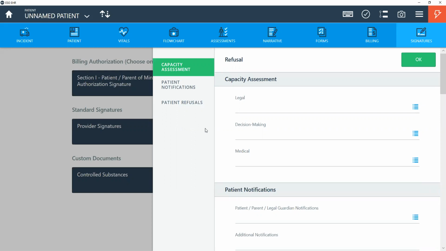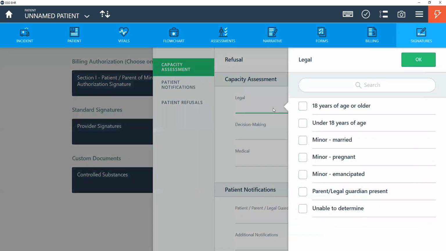So if somebody imbibes and drinks enough alcohol that they're slurring their speech, they don't have a good recollection of what's going on, they don't appear to be able to weigh the risks and benefits of refusal, they do not have the capacity to make that decision. And then that is something we as paramedics and EMTs can assess, right? And so this helps to give us tools so that we can clearly document the patient's ability to make those decisions.